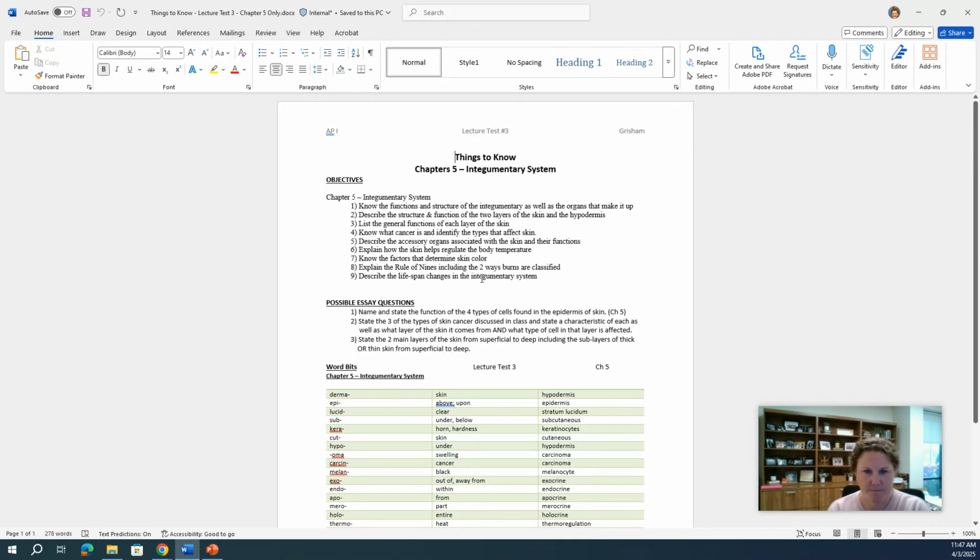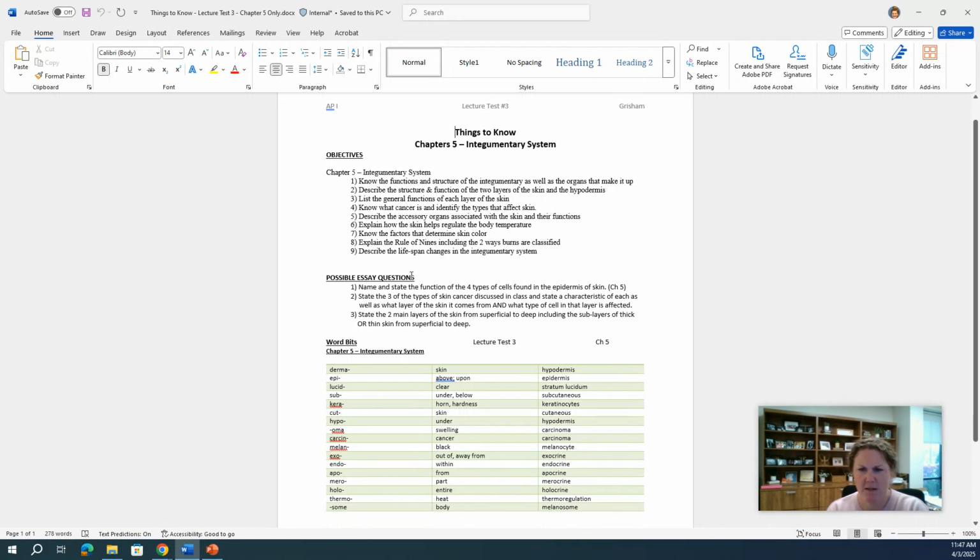these objectives. All right, here's our possible essay questions. Now, I do want to tell you that on this one, because there's only one system, you're only going to have one essay on your test. And instead of having two that count for 5 points, you're going to have one that counts for 10 points. So it's going to be even more important that you prepare. So you only have 3 possible.